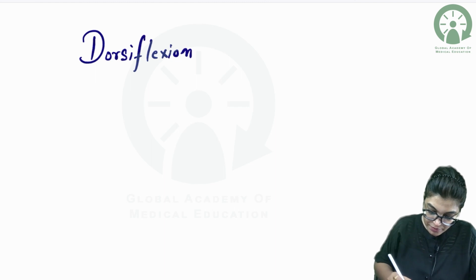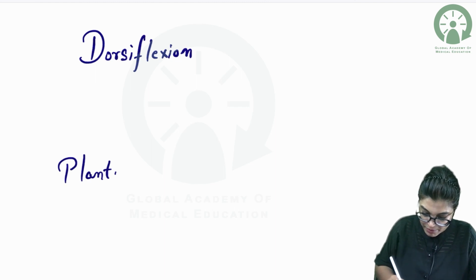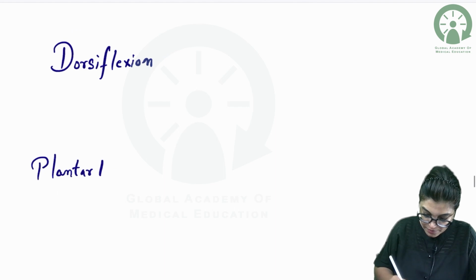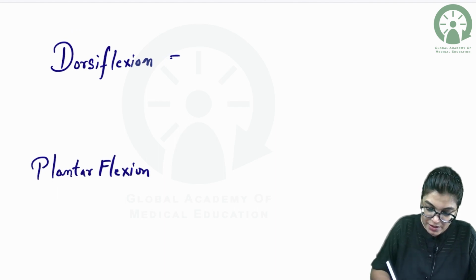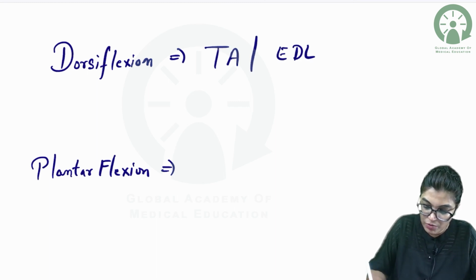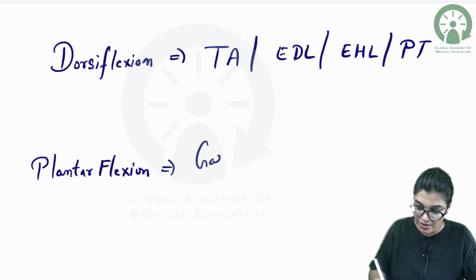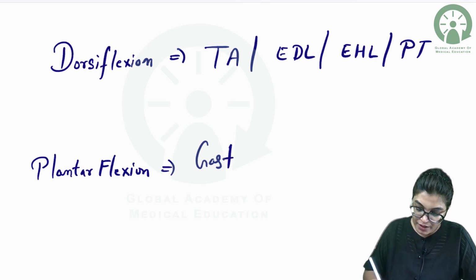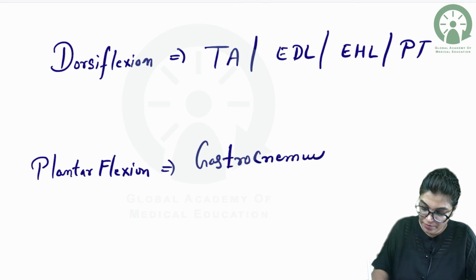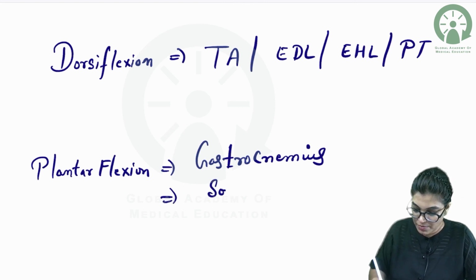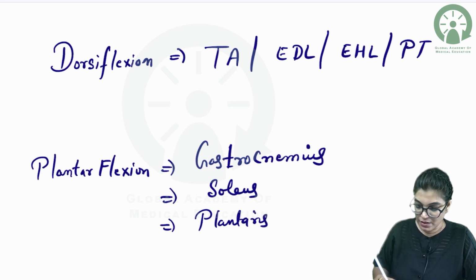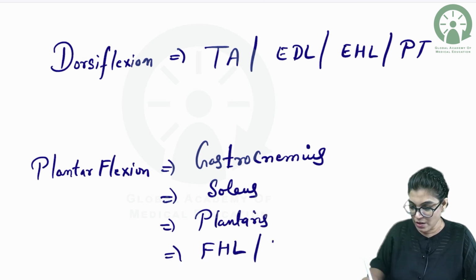Dorsiflexion and plantar flexion. The muscles causing dorsiflexion are the muscles of the anterior aspect of the leg: tibialis anterior, extensor digitorum longus, extensor hallucis longus, and peroneus tertius. The muscles causing plantar flexion are the muscles of the posterior compartment of the leg. They are gastrocnemius muscle, soleus muscle, plantaris muscle, flexor hallucis longus muscle, flexor digitorum longus muscle, and tibialis posterior muscle.